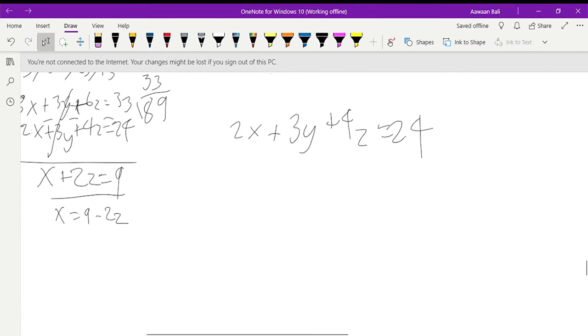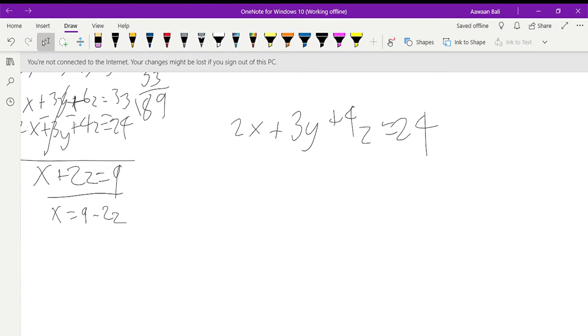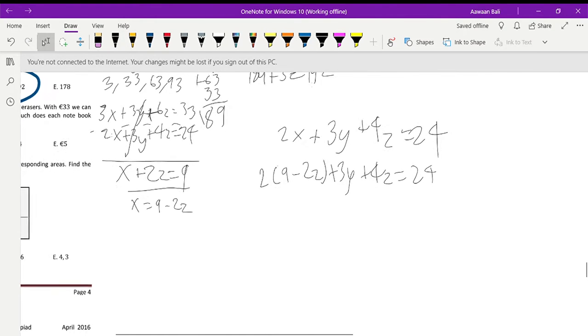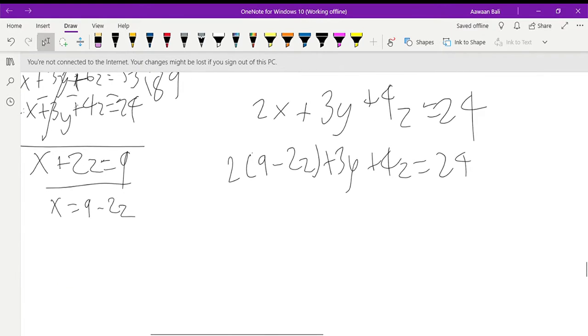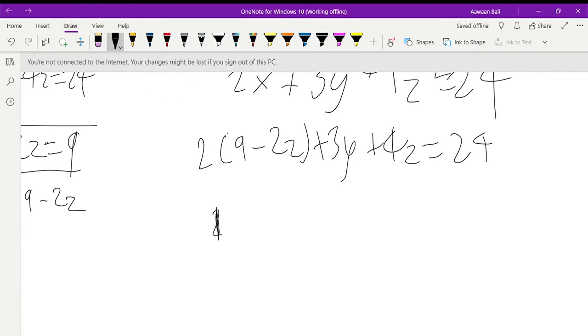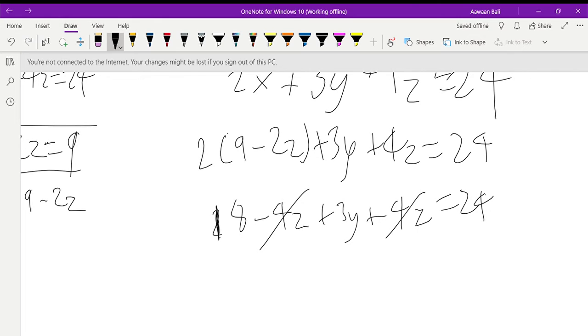What we have to do now is substitute this 9 minus 2z in the place of x. So 2 times 9 minus 2z plus 3y plus 4z is equal to 24. Now we just solve the equation because it's easier. And since we're finding the value of a notebook, it'll be easy to find the value of a notebook now, in a way. So 18 minus 4z plus 3y plus 4z is equal to 24. Now this is the great reason why we should choose a smaller equation. Now minus 4z and plus 4z cancel out, leaving only 18 plus 3y is equal to 24.